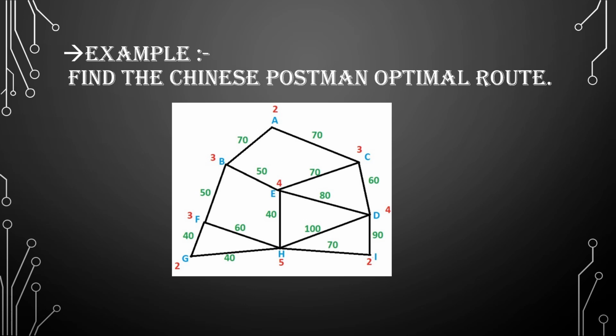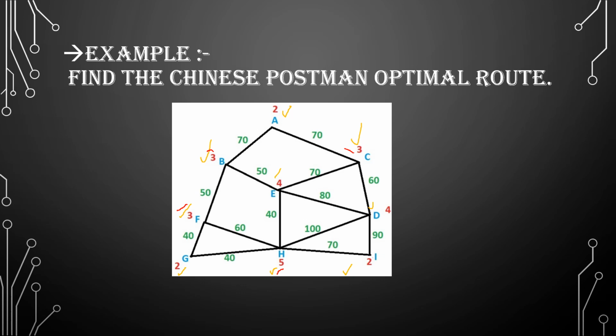Firstly, we can say that in this figure, A has degree 2, B has degree 3, F has degree 3, G has degree 2, H has degree 5, I has degree 2, D has degree 4, C has degree 3, and E has degree 4. So the odd vertices are B, F, H, and C. There are four vertices that are odd, and we need to find a solution.